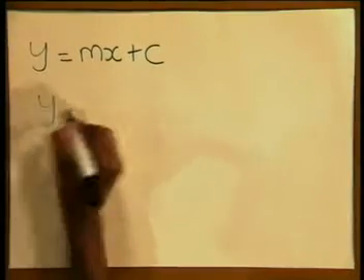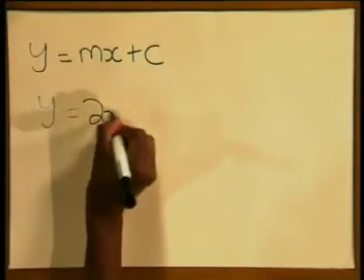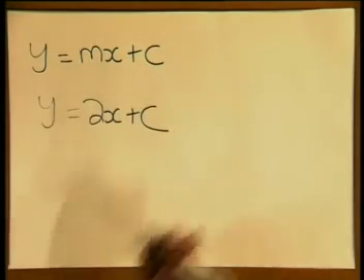Well, we know m is the rate of change or the gradient, and the gradient is 2. So we can write our formula like this: y is equal to 2x plus c. But what does the rate of change mean on the graph? It gives the slope. It's how skewed the graph is. But that doesn't help us very much.